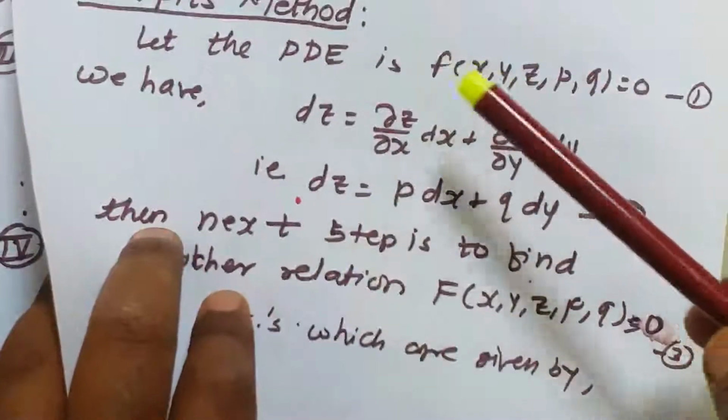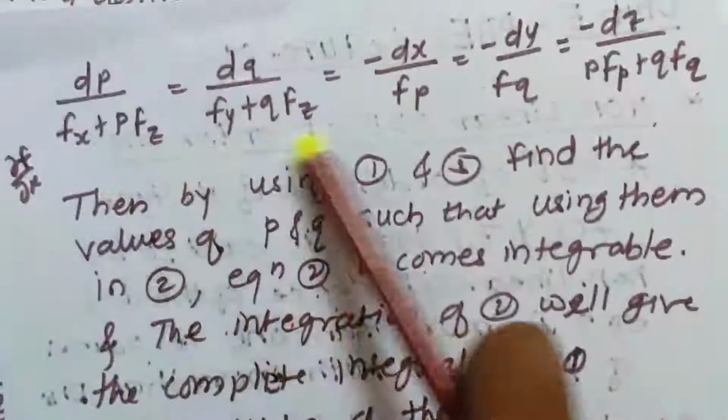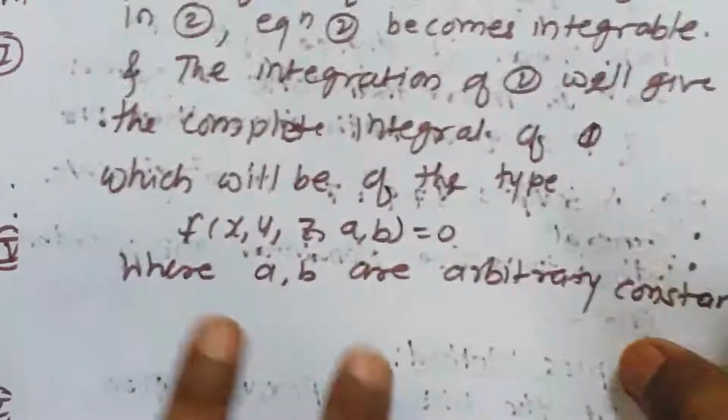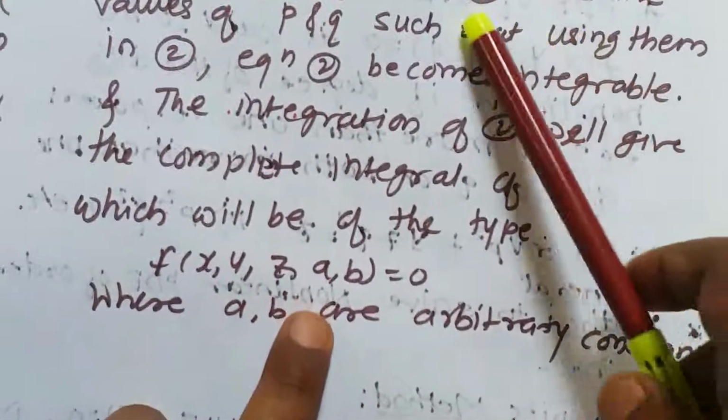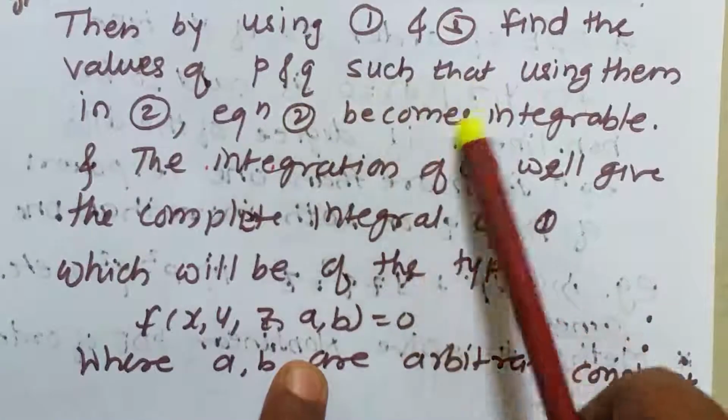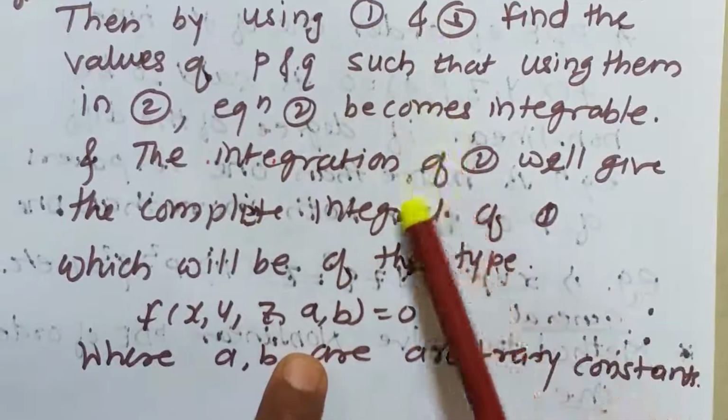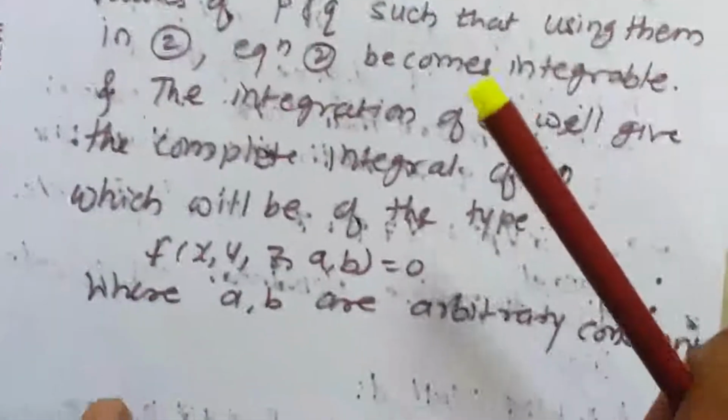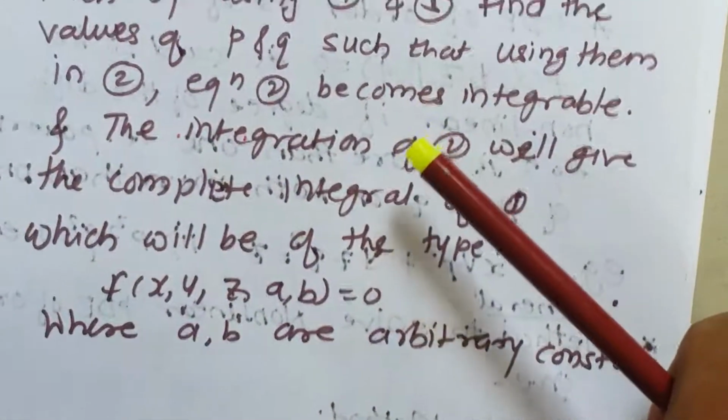After this equation we directly write the auxiliary equation. From that we determine one relation of the type f of x y z p q equal to 0. Then by making use of that relation and the first relation, we find p and q, and that obtained value of p and q we put in the differential equation dz equal to p dx plus q dy, and after integrating we get the complete integral. This is the idea behind the Charpit method.